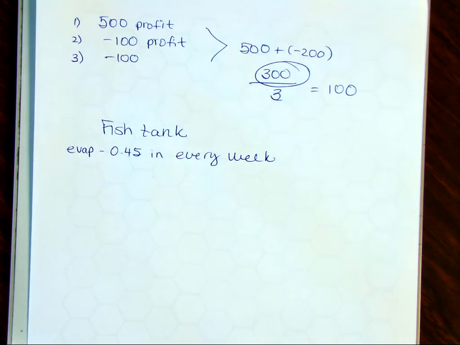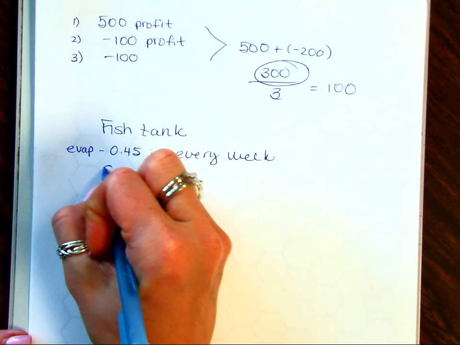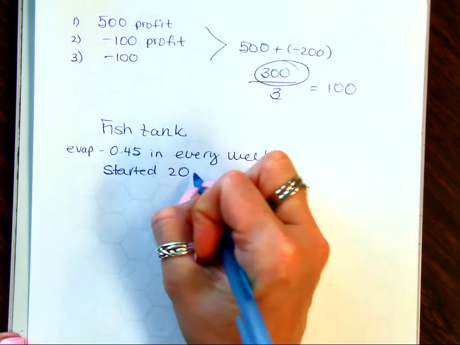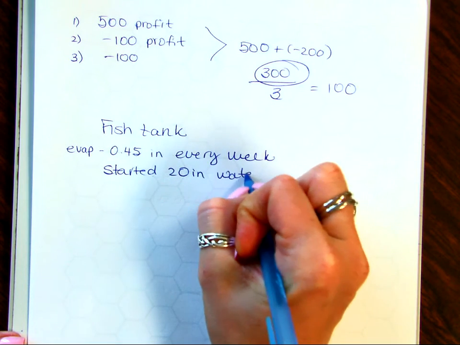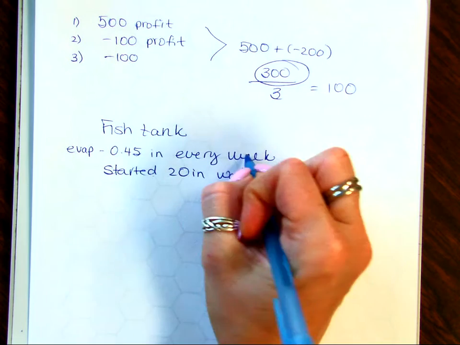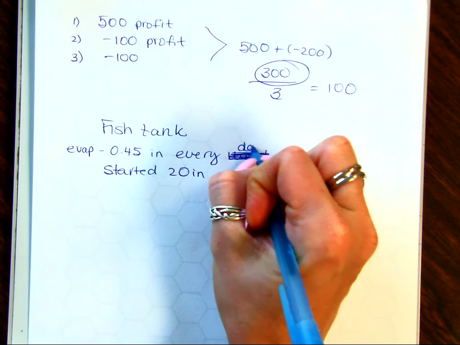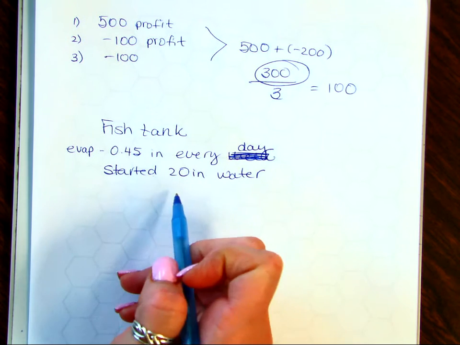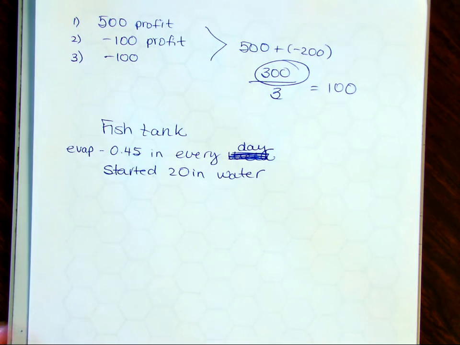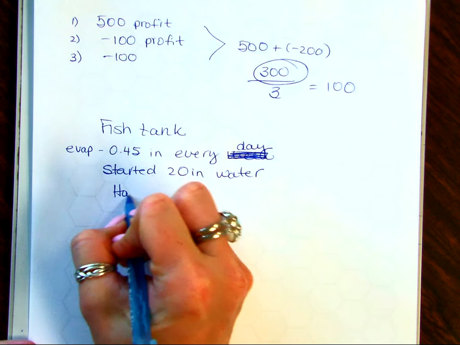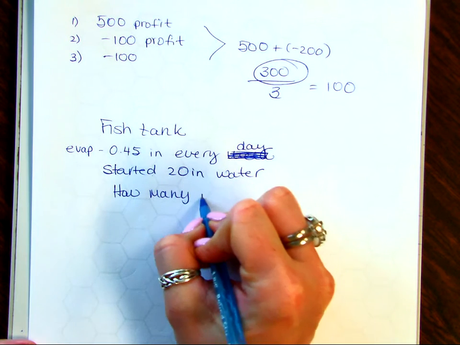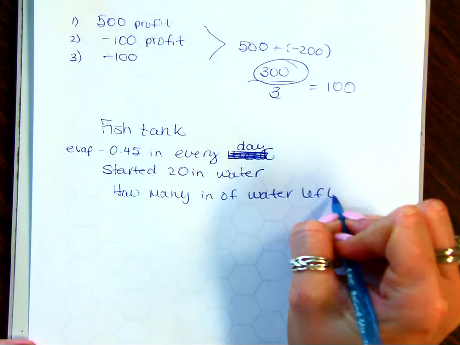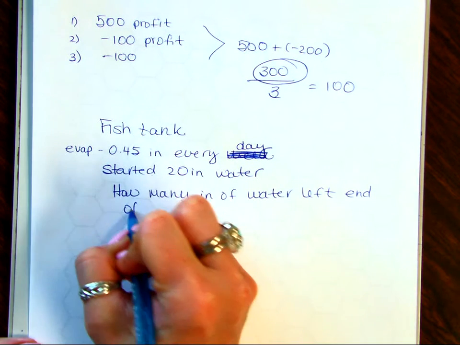Okay? I need to know then that it started with, let's say I had a fish tank that was 20 inches tall. It started with 20 inches of water. My question, actually let's change this today just to keep you on your toes. So this much water in inches, just a little under half an inch of water, evaporates every day. There are 20 inches to start. I may ask you a question, how many inches of water would be left at the end of the week?